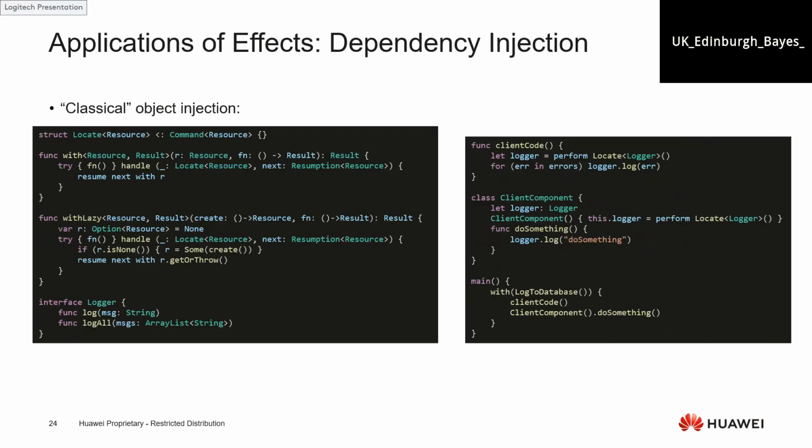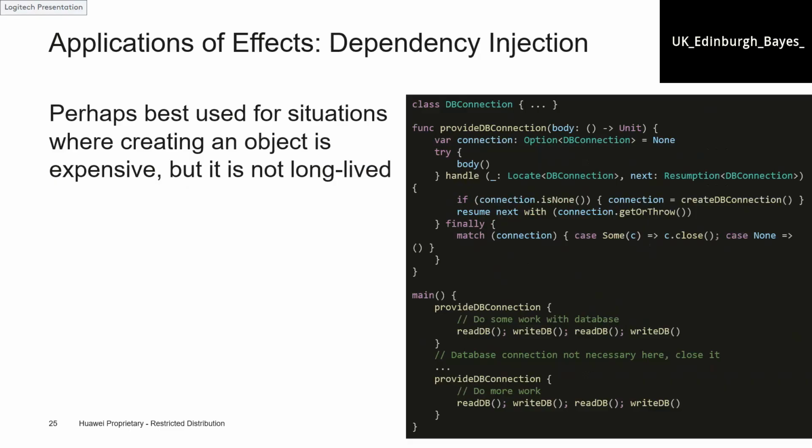This just illustrates the sort of things you can do with effects. Okay. And you want to use this where creating an object might be expensive, but it's not long-lived. So if you have a database connection, then you use this sort of system to provide a database connection, where each time we close it, but then we're actually reusing the same one without having to reconnect and so on, just by using this system for dependency injection.